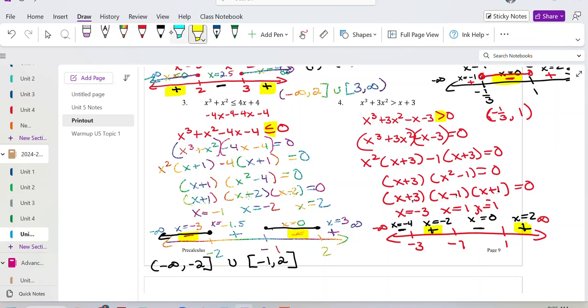So notice here, because it's greater than 0, we want all the positives. And also, because it's just greater than, not greater than or equal to, you have open circles here. So it's going to connect these and then go out forever there. So it's going to be from between negative 3 and negative 1, union 1 to infinity.